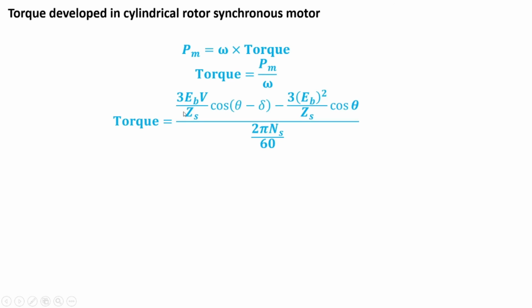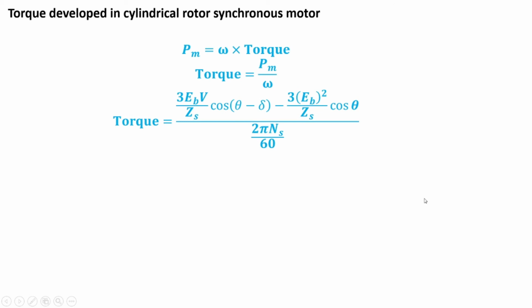Now let's see the torque developed in cylindrical rotor synchronous motor. We know the relationship between mechanical power and torque as Pm is equal to omega into torque, where omega is in radian per second. So from this we can see that torque is equal to Pm by omega. We know the power Pm is equal to 3 EB V by ZS cos theta minus delta minus 3 EB square by ZS cos theta.